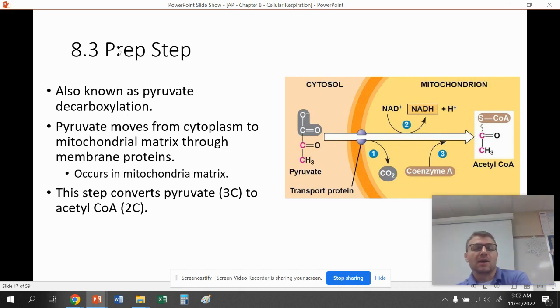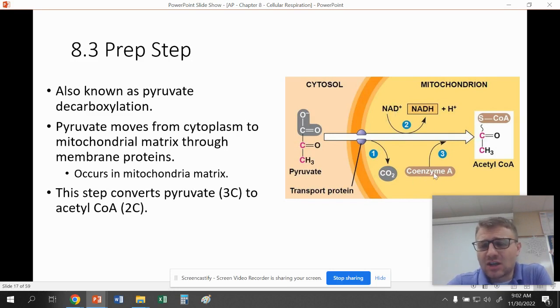And basically what happens here is the pyruvate is going to move from the cytoplasm into the mitochondrial matrix, and it does this by going through transport proteins through each membrane, the inner membrane and the outer membrane. So this reaction is going to occur in the mitochondrial matrix. What happens is pyruvate is going to be converted into acetyl-CoA. Now, pyruvate has 3 carbons, and acetyl-CoA only has 2. So it means we're going to lose a carbon. We always lose carbon in these steps in the form of CO2. We're also going to reduce an NAD into NADH.